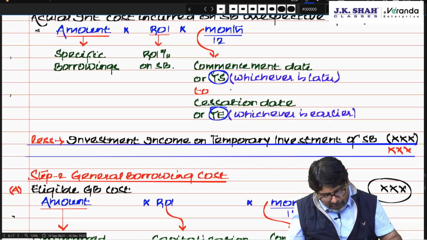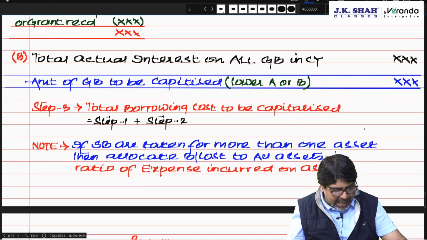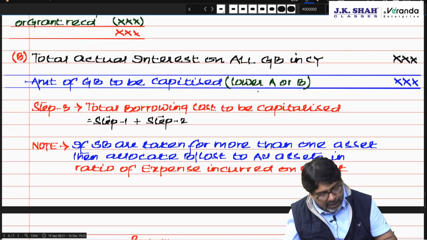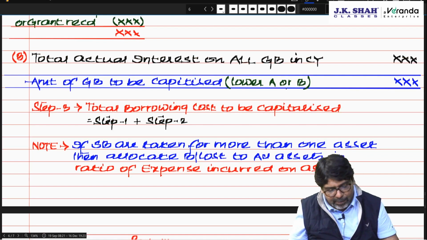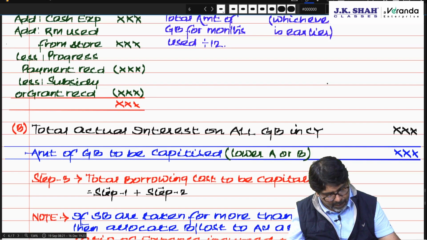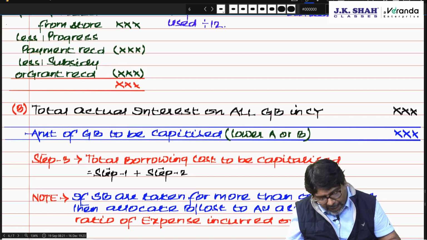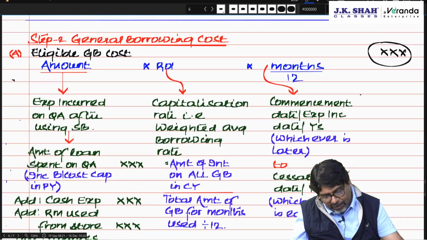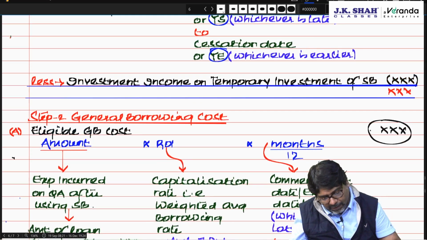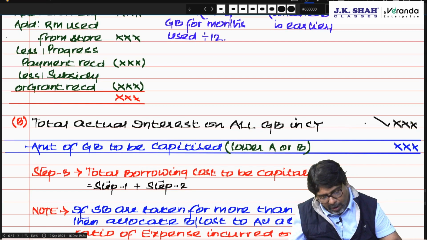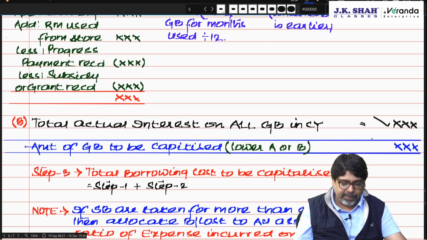General borrowing cost, specific borrowing cost, if you add, that will give you total borrowing cost. Total actual interest on all general borrowings in current year. Amount to be capitalized is the lower of A or B. This is the actual interest cost which you are paying, and this is the actual interest cost which you are incurring. So incurred or paid, whichever is lower.